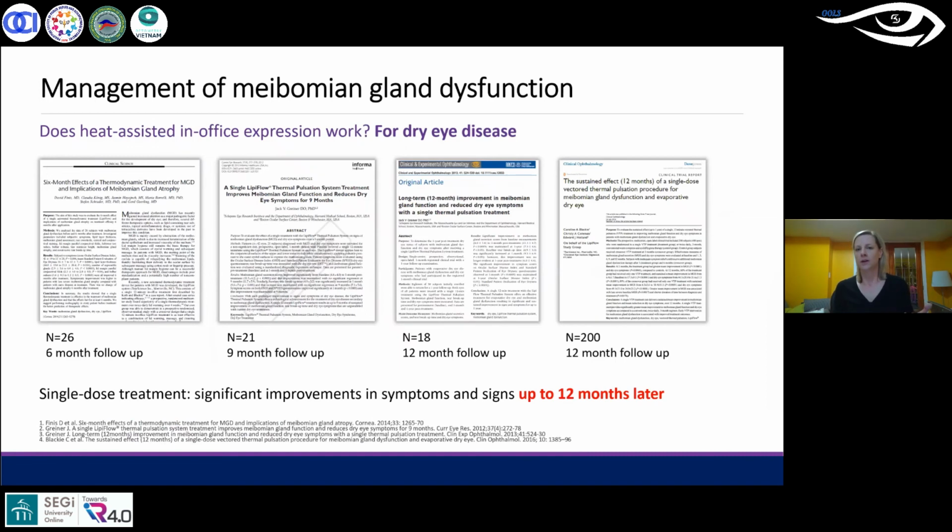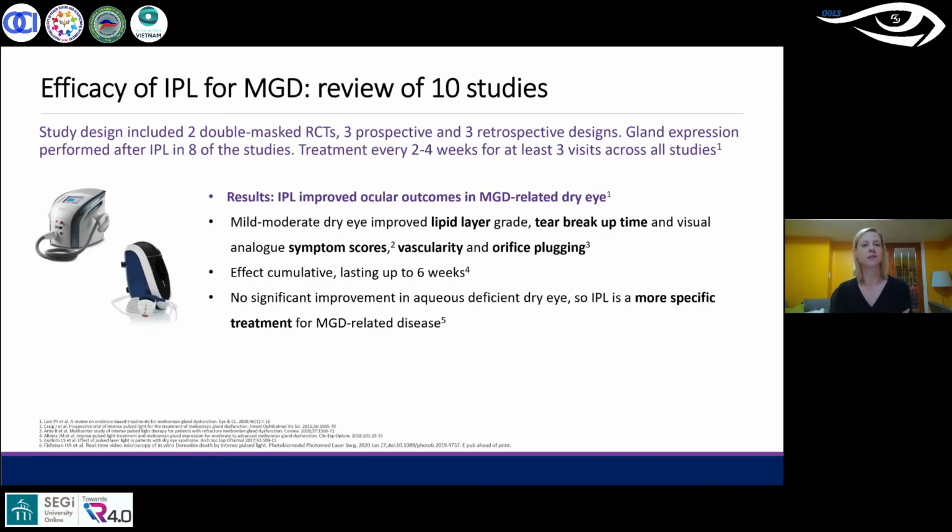Well, do these things work? I mean, there's certainly investment for practice. Do they work? Well, the weight of evidence sits with Lipiflow because it's been available for the longest time. And absolutely, we go back to that review paper that says the longest effect was with the thermal pulsation. And we have evidence from use of Lipiflow that after one application, at the 12-month mark, those patients still had a significant improvement in signs and symptoms. So absolutely, it can be worth doing. It very much does make a difference to patients.